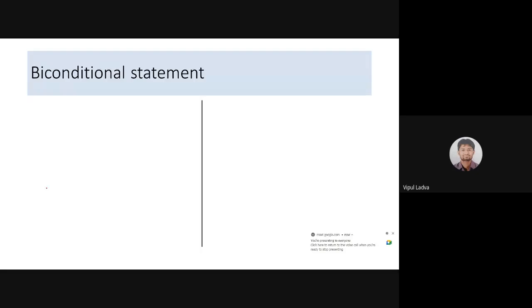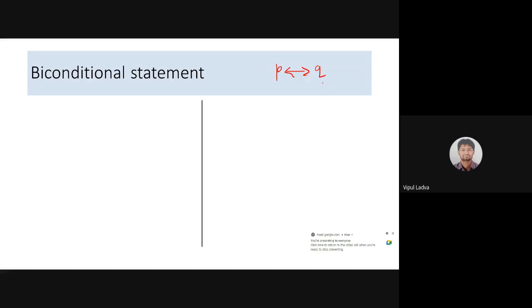If and only if, that means I'll be dealing with the double implies. Earlier in the conditional statement, the notation was like that: if P, then Q. Now, in the biconditional statement, we'll be using this notation: P if and only if Q.